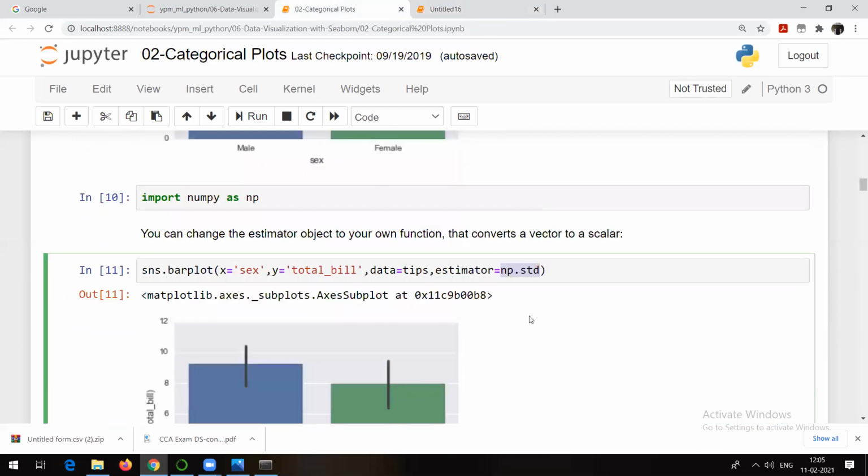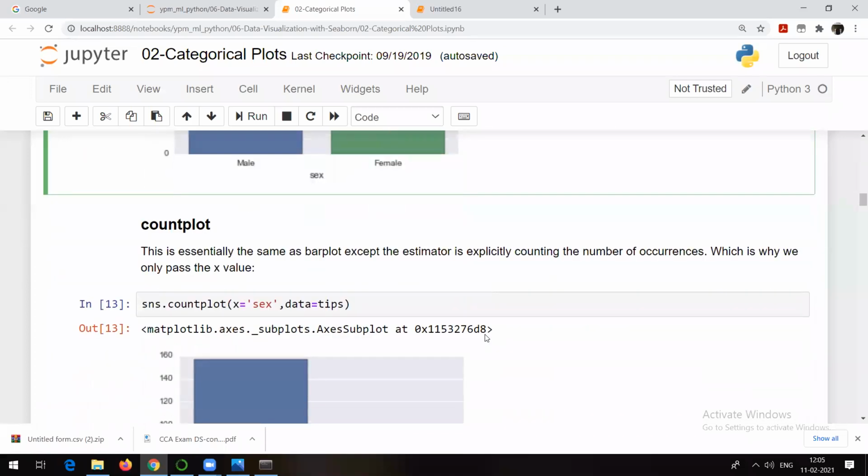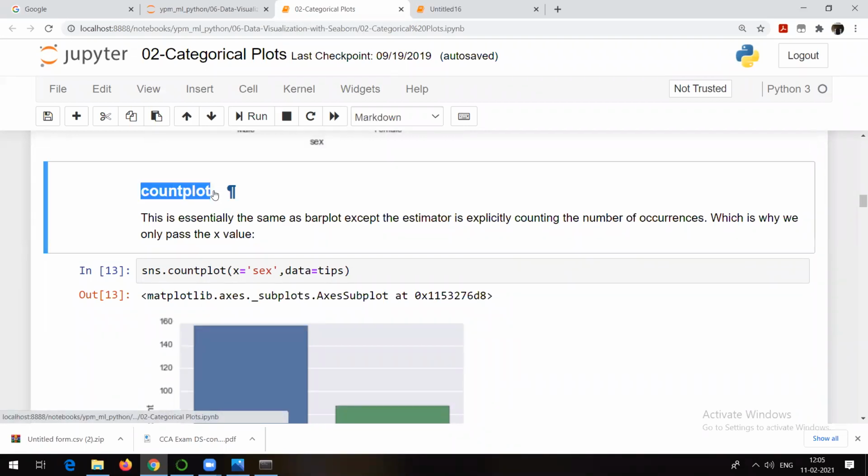This is how you can make your bar plot. Let me check any other thing. Okay, that's it about bar plot. And again, you have a lot of options to explore, but these are some of the basic and important ones. Let's try to move to the next important plot, and that is nothing but count plot.